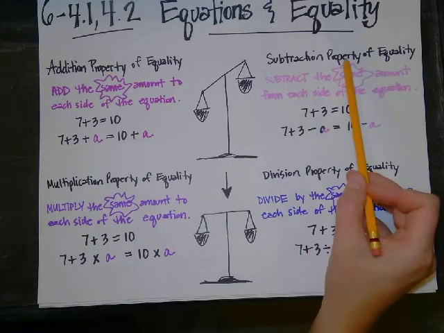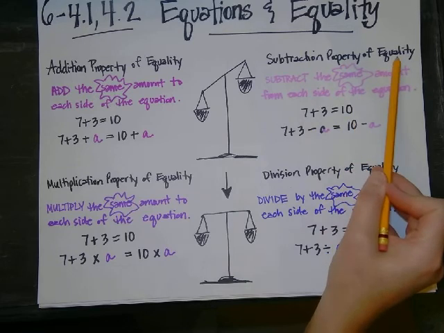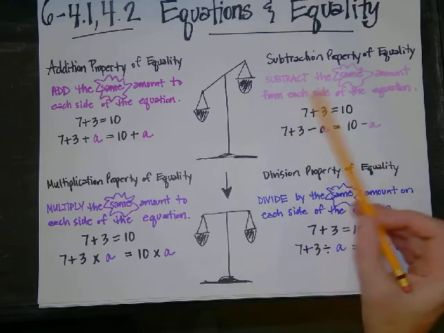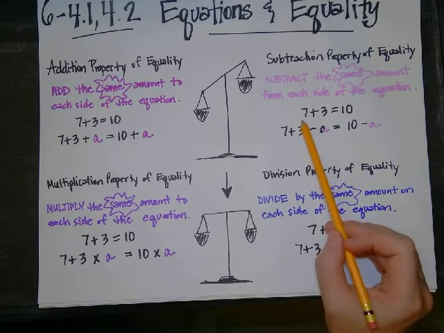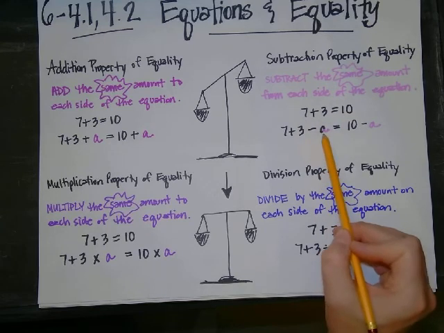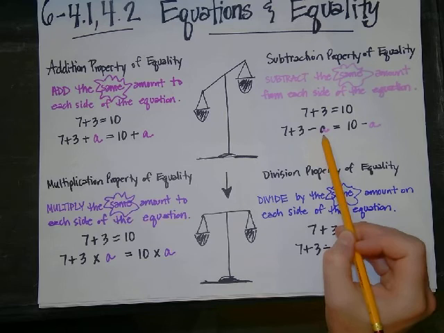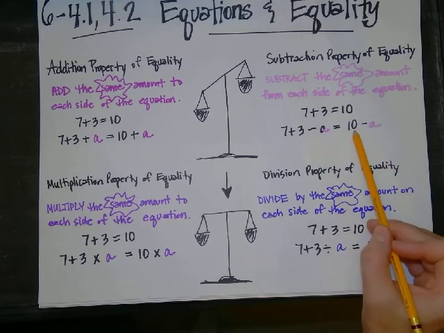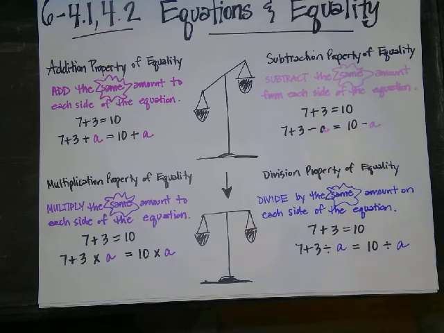Same holds true for the subtraction property of equality. This one says that we subtract the same amount from each side of the equation. So again, if we start with 7 plus 3 equals 10, and we decide we're going to subtract some amount A, we have to make sure that we also subtract that same amount A from the other side of the equation.